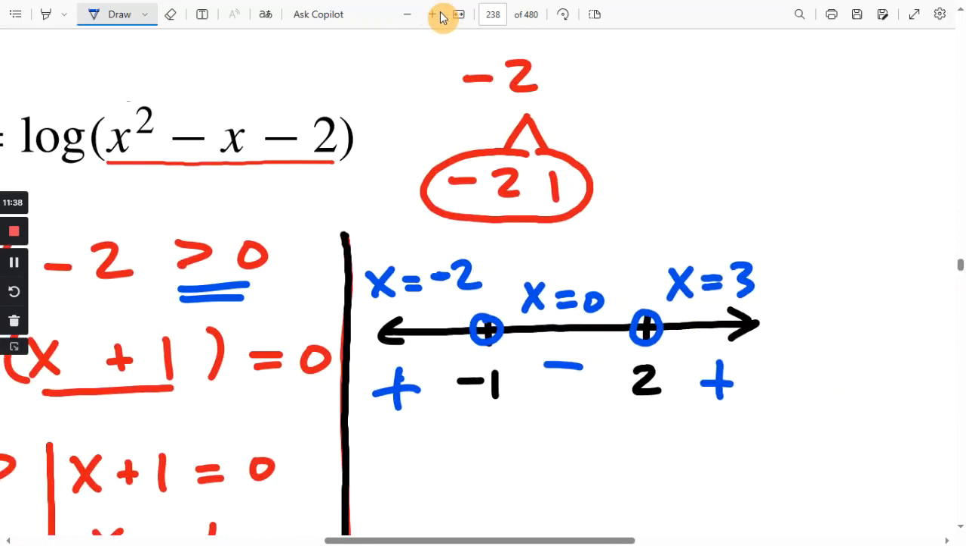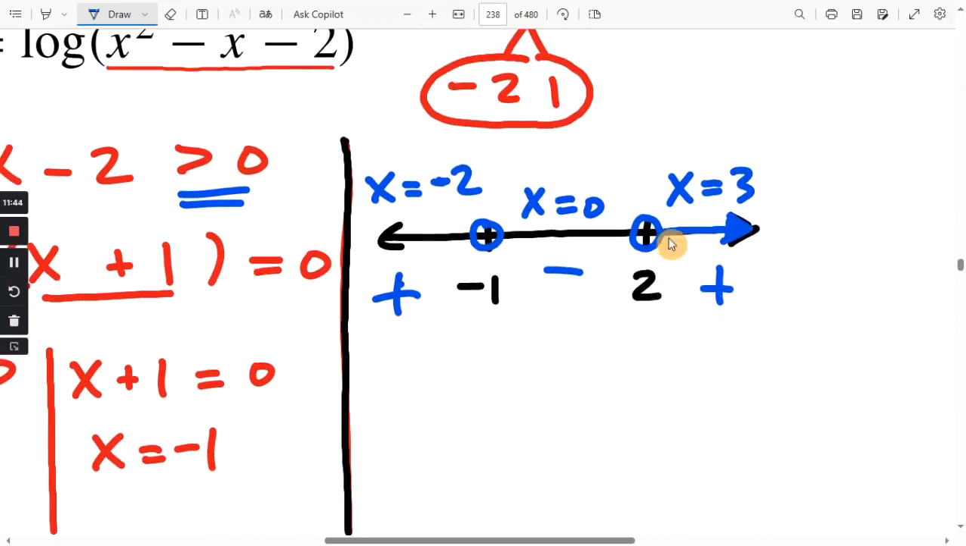But if we shade the positive areas here, we have x is greater than 2. And if we shade the positive areas here, we have x is less than -1.